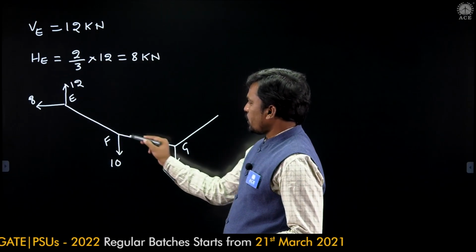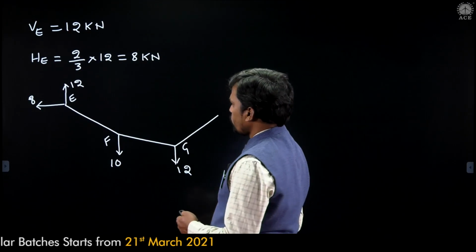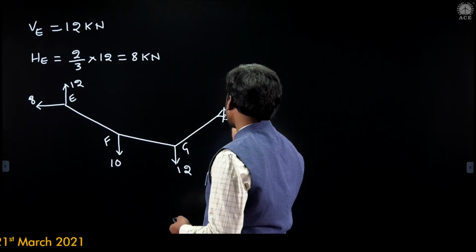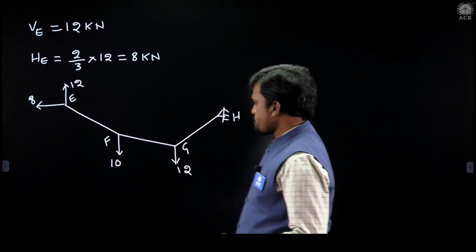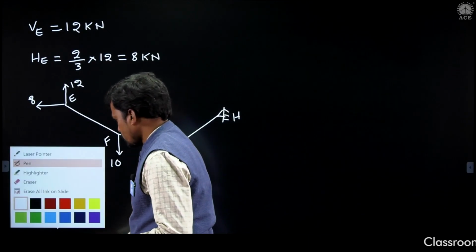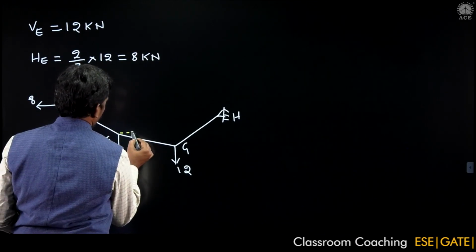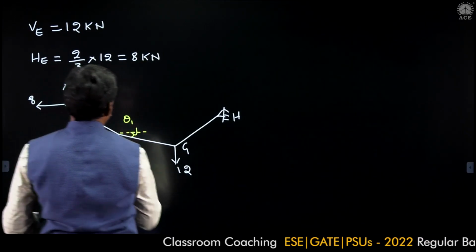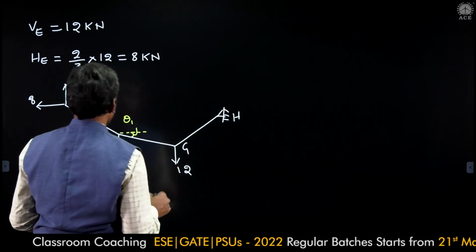Right. So we have to find the tension in member FG. First, to find the tension in member FG, this is H, right? This is H. Then I'll do one thing. For example, this is the slope theta 1. Okay, slope theta 1. Then I want to find the force in member FG.